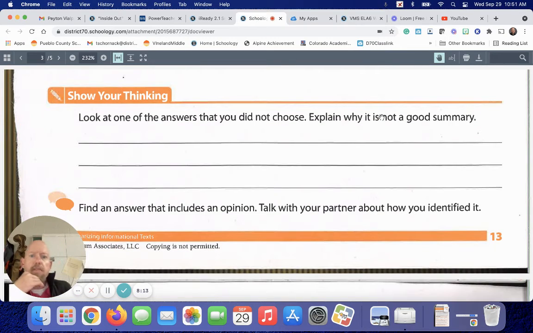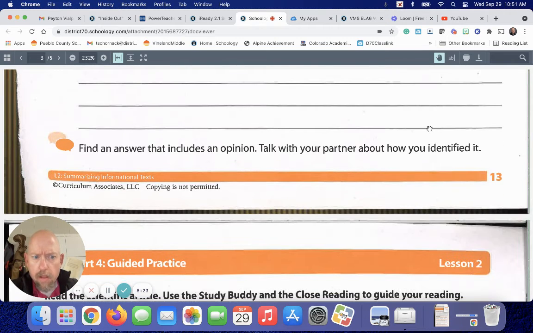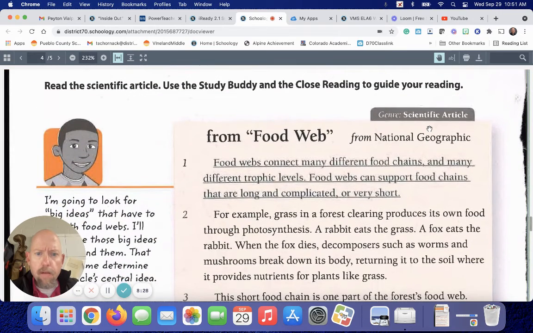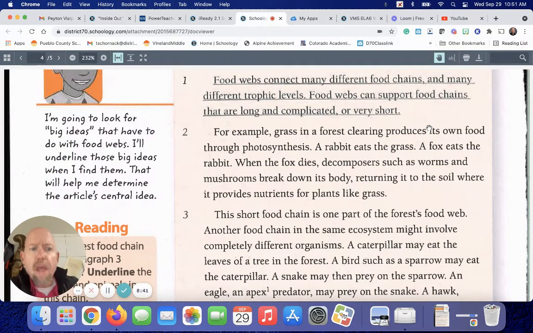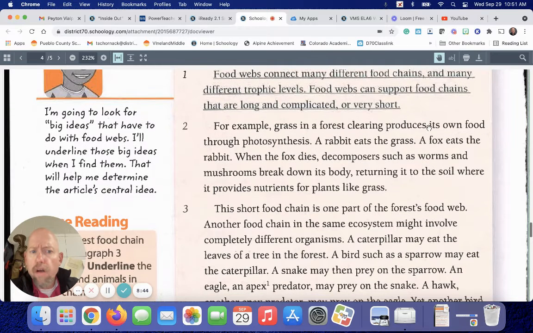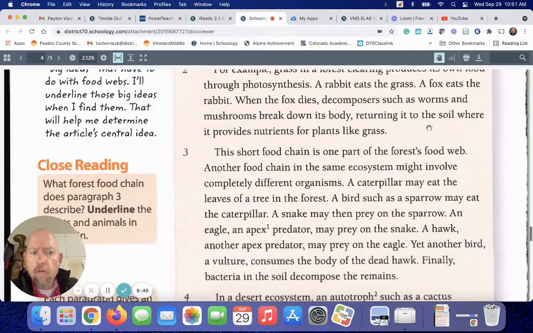Then we're going to look at the answer. We're going to look at one of the answers we did not choose and explain why it's not a good summary. We're going to skip to find an answer that includes an opinion. Now, we're going to read this scientific article using Study Buddy and close reading to guide our reading, and then we're going to answer those questions together in class. I'm going to look for big ideas that have to do with food webs. I'll underline those big ideas when I find them. That will help me determine the author's central idea.